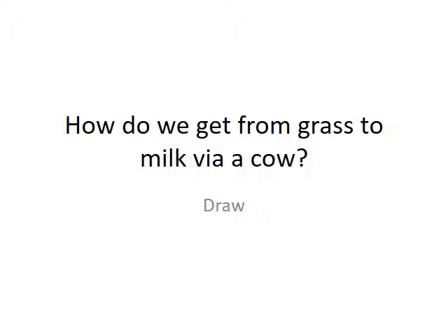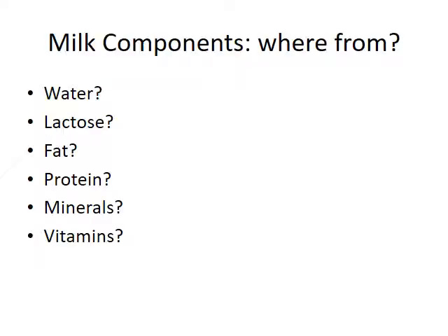Okay, we're going to talk about how we get from grass to milk via the cow, and we're going to try to draw this out, sort of like we described on Tuesday, but this is for the people that couldn't make the lecture. We're kind of repeating it. So, milk components, where do they come from? We've got water, lactose, fat, protein, minerals, and vitamins.